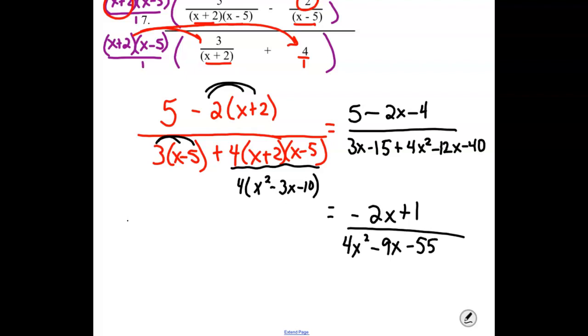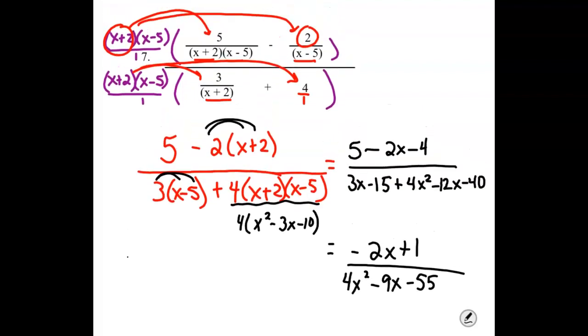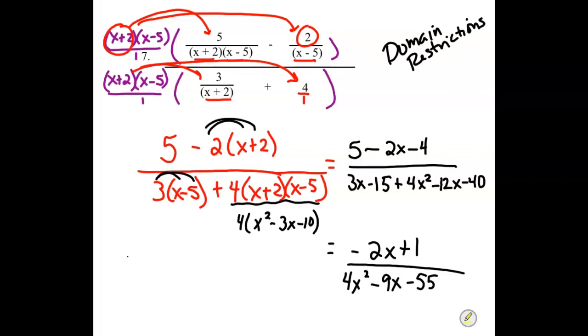Domain restrictions for this one. Let's go back and look at our initial problem. For this first factor, x plus 2, we know that x can't be a negative 2. For our second factor, x minus 5, we know that x can't be a 5. The other denominators are just repeats of what we've already looked at. Now I look at my final denominator.